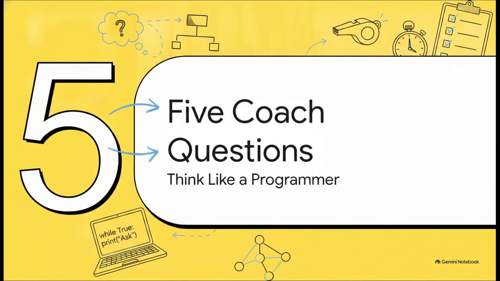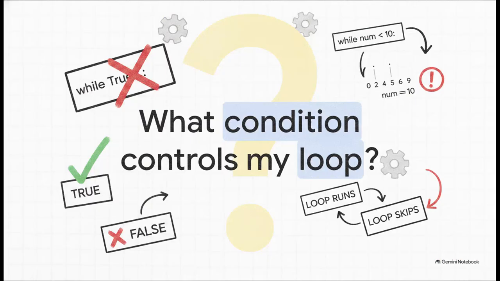All right, let's wrap things up with Section 5, the 5 coach questions. Coach Timothy strongly advises keeping 5 essential questions right beside you as you work on your hands-on exercises. Question number 1. What condition controls my loop?